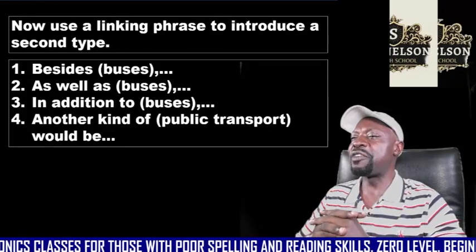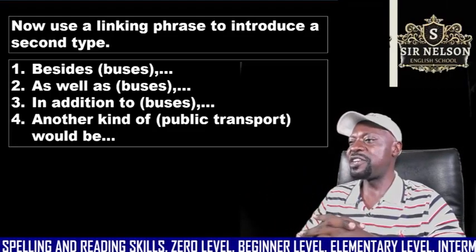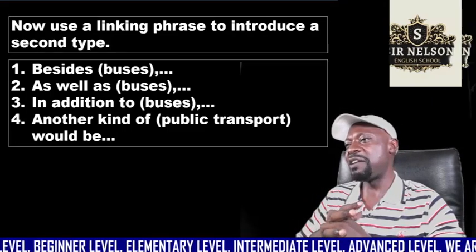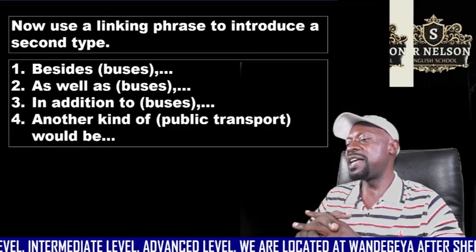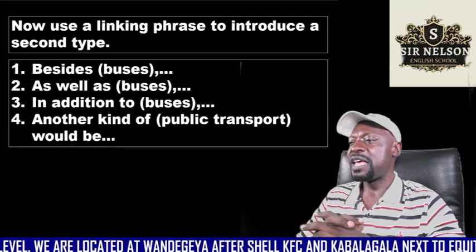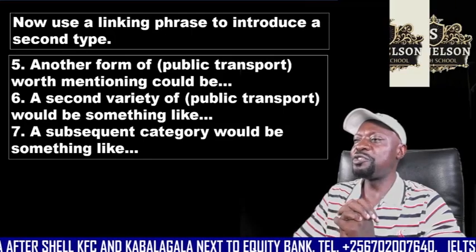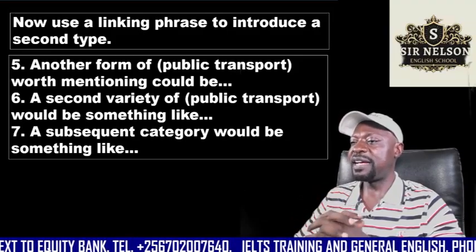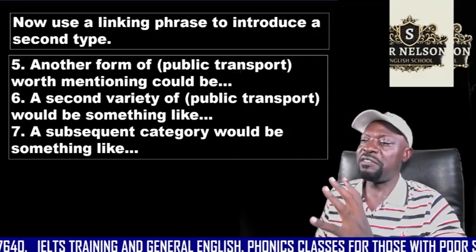Now use a linking phrase to introduce a second type. We have finished buses, but we need to introduce another, because the country doesn't have one type of transport. If you give one, you don't show that at least you have others. Besides buses, as well as buses, in addition to buses, another kind of public transport would be, another form of public transport, a second variety, a subsequent category would be something like. You choose one of these, 1 to 7.